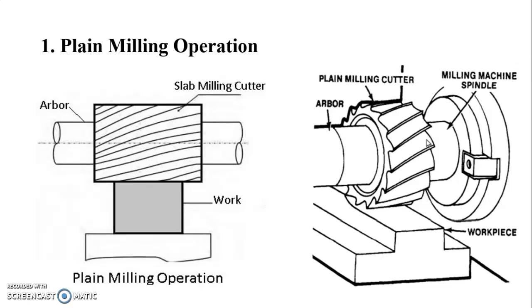So this is the diagram of the plane milling operation. So this diagram consists of, at the left hand side, the workpiece, and on the top of the workpiece the slab milling cutter is provided and it is mounted on the arbor. So in plane milling, it is the operation of producing plane flat horizontal surface parallel to axis of rotation of plane milling cutter as shown in figure.